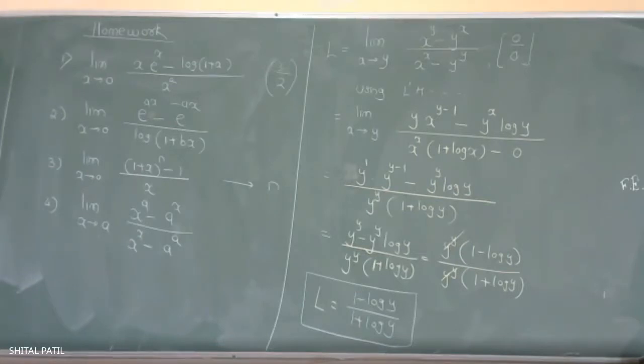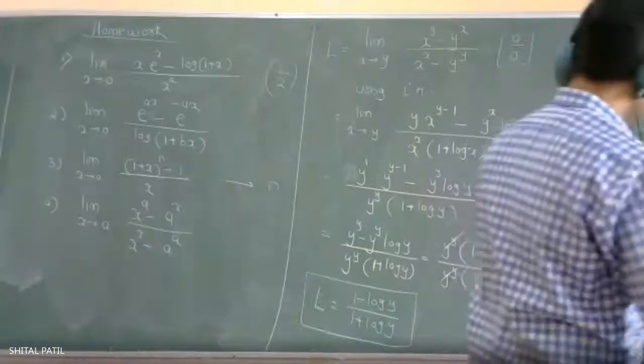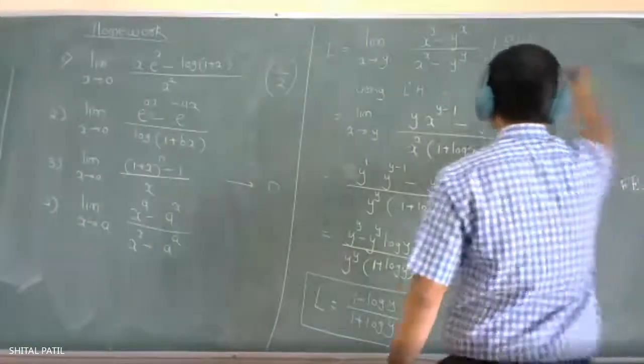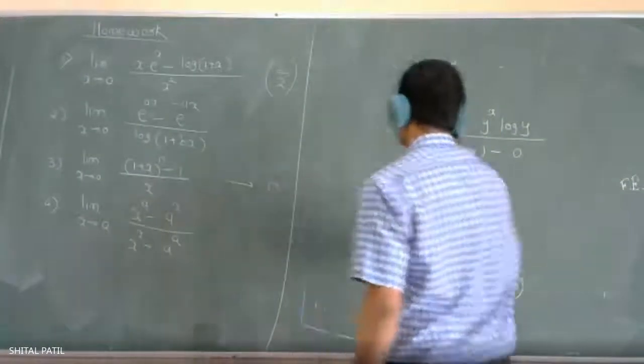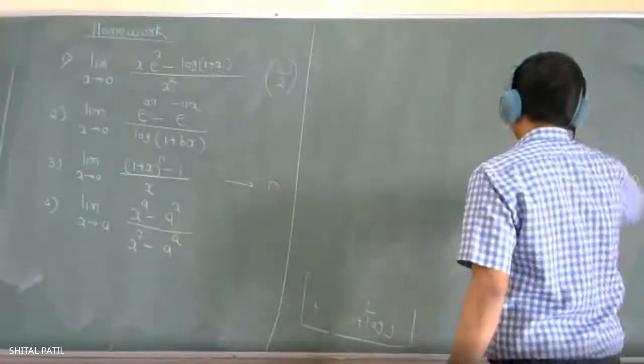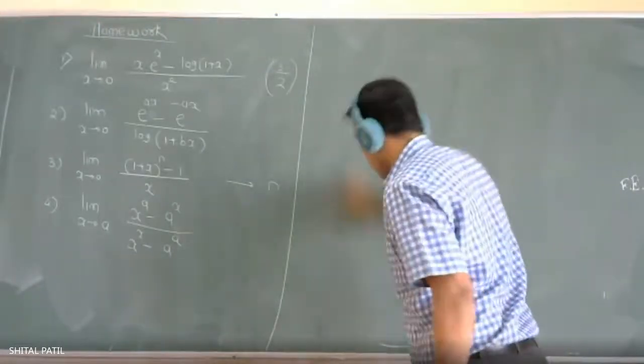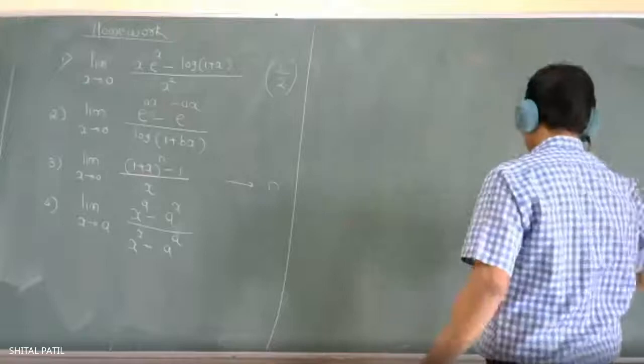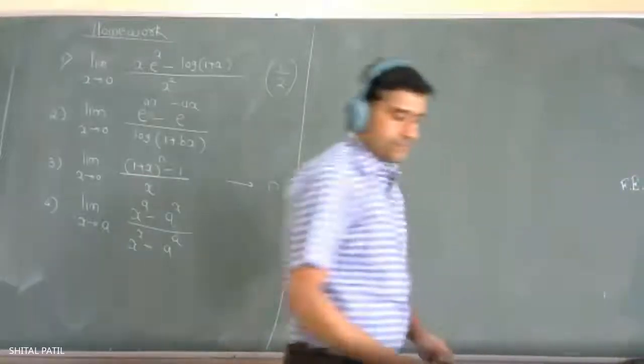Okay, next one, type number 2. Finding the values of the constant so that it will satisfy the given conditions. Example number 1. Start with the first example.